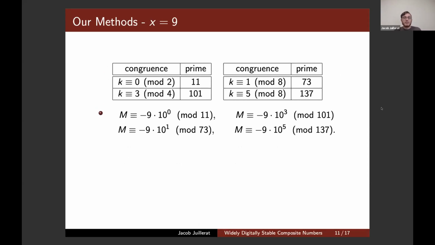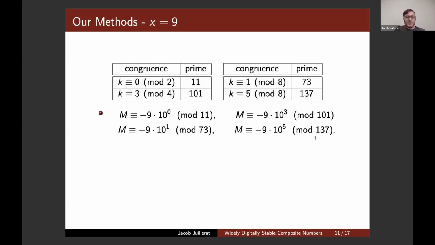Going on, moving to the third bullet in the lemma, we want m to be congruent to negative x, which in this case we're dealing with x equals 9. So we have negative 9 times 10 to the k, or bi, which is in this case 0 for the first congruence, and so on, mod 11, 73, 101, and 137. So we have these congruences on m, and we have the other two congruences on m that dealt with 7, the prime 7 and 3.